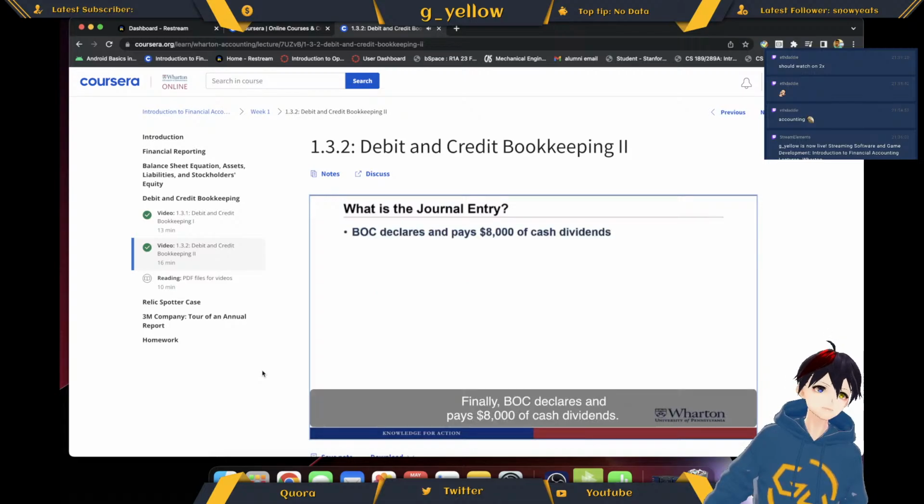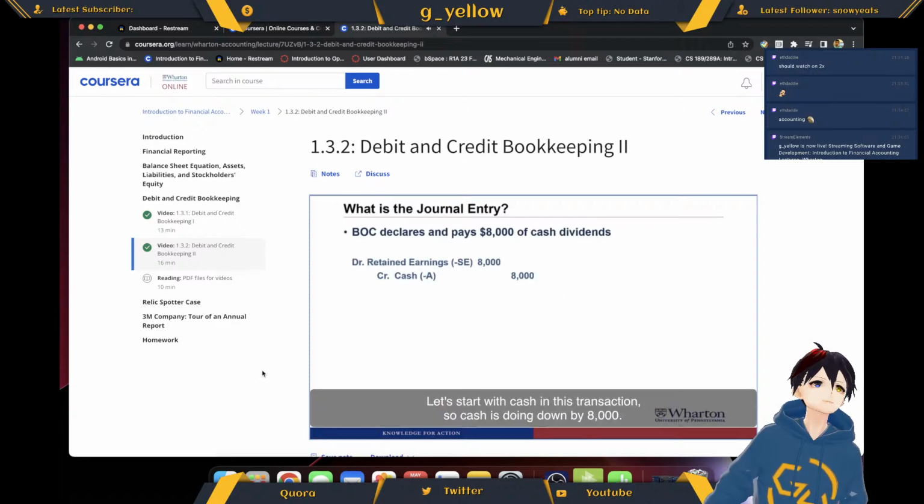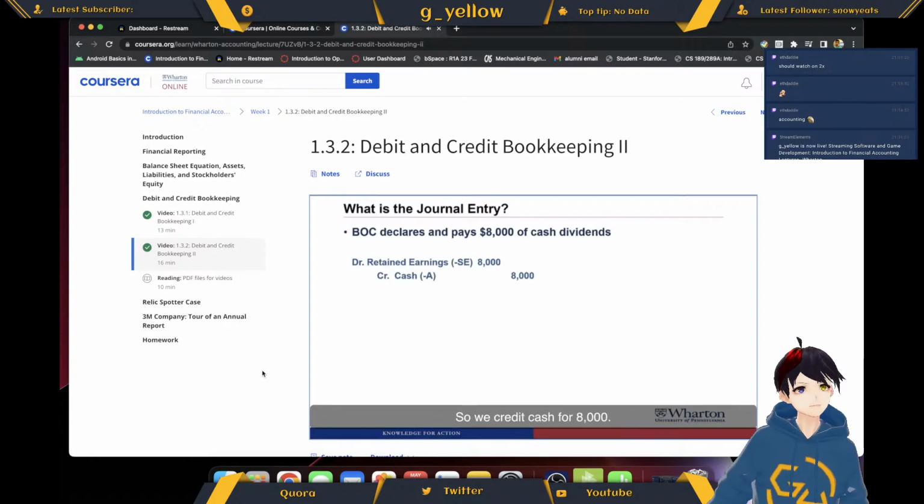Finally, BOC declares and pays $8,000 of cash dividends. Let's start with cash in this transaction. So cash is going down by $8,000. Anytime cash goes down, we credit cash to reduce the asset. So we credit cash for $8,000. So now we know we're looking for a debit.